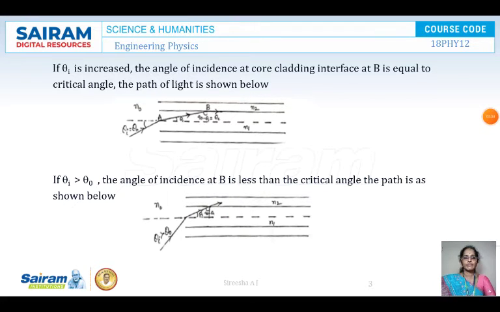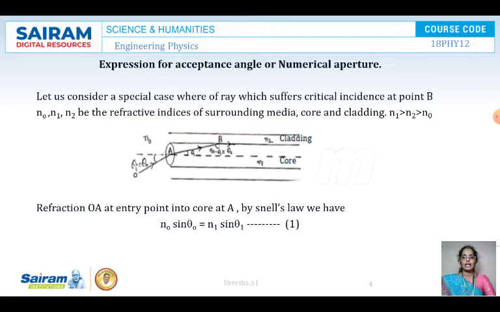So these are the three cases in which we discussed when total internal reflection will or will not take place. Next we see the expression for acceptance angle or numerical aperture. We derive an expression for the numerical aperture and what is called the acceptance angle. In the previous cases we have seen that.